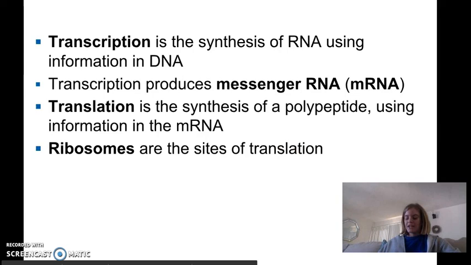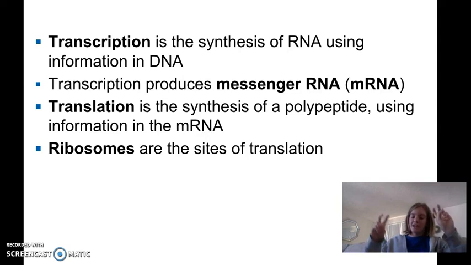Translation is the synthesis of a polypeptide, aka a protein, using the information from mRNA. In this case, we're now going from a gene, or the information in the nucleotide bases, to a protein. So this language must be translated, hence the name translation. And if you recall, ribosomes are where translation actually happens.